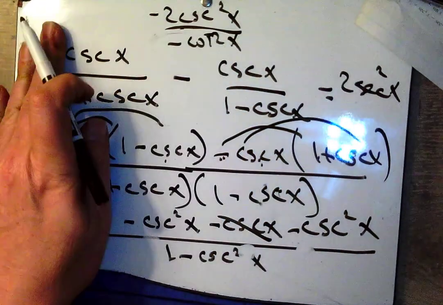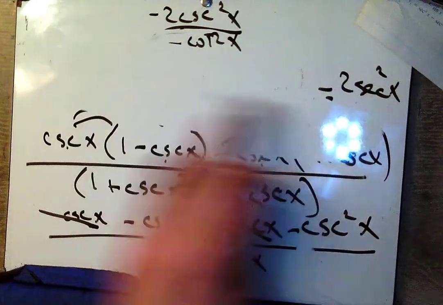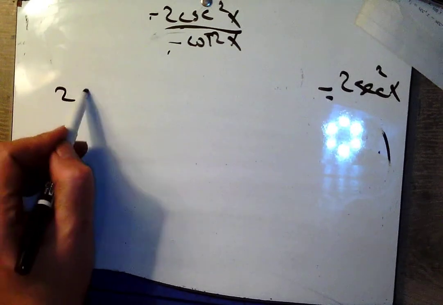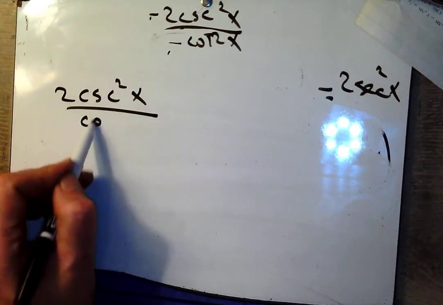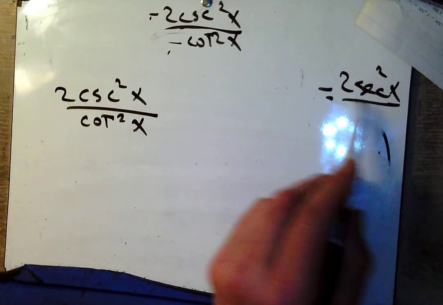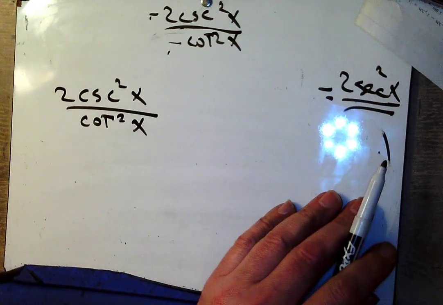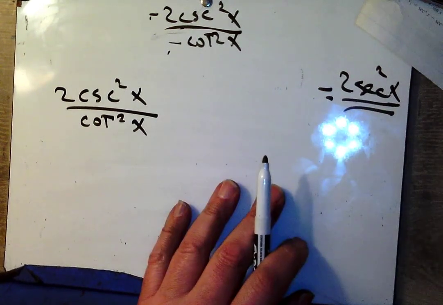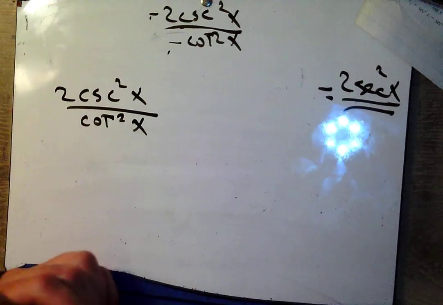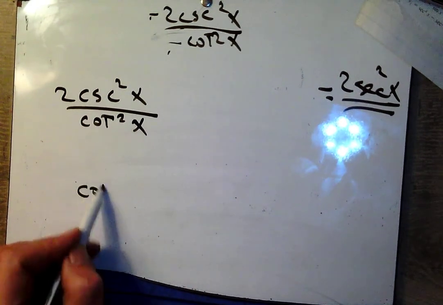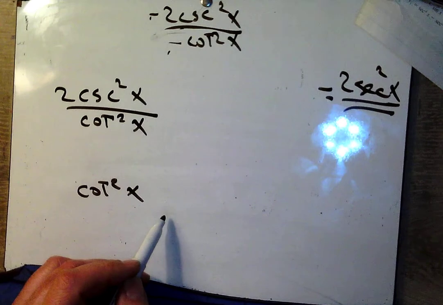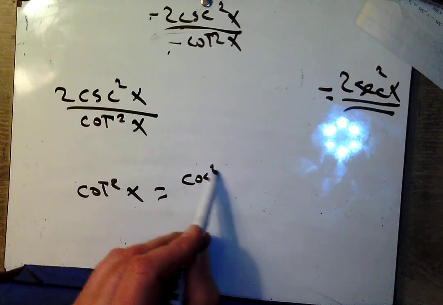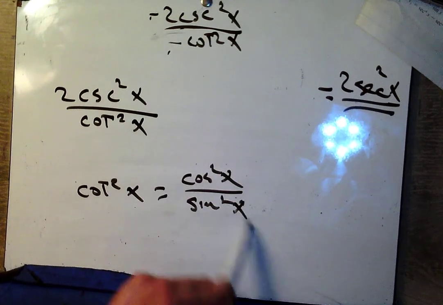Okay, so let's go further. Almost there. Negative divided by negative, that goes away. 2 cosecant squared x over cotangent squared x. And look where we want to get. It's got secanty stuff. So I need to get rid of this stuff and get some secanty stuff in there. Okay, so I would think about cotangent squared being the same as cosine squared over sine squared.